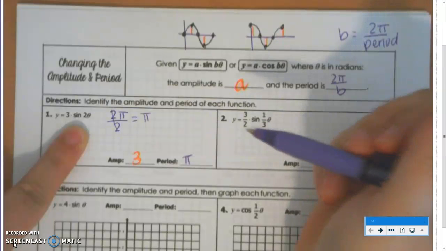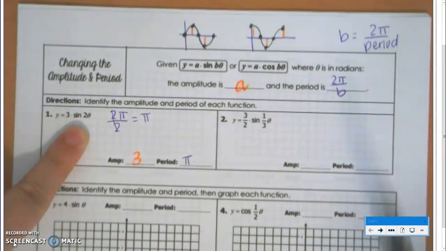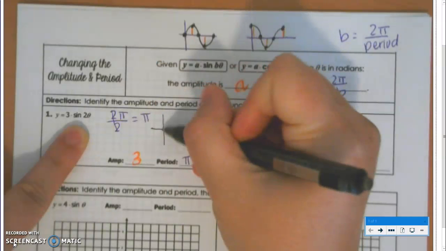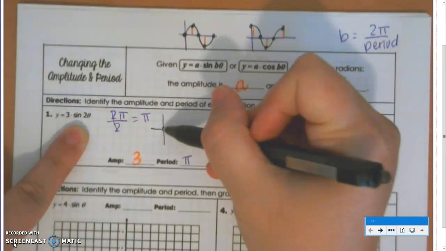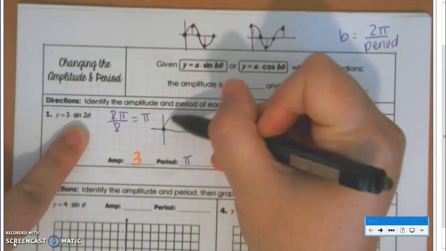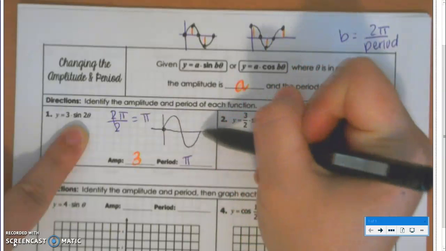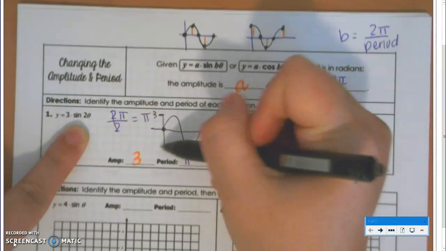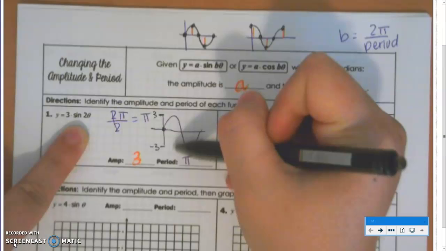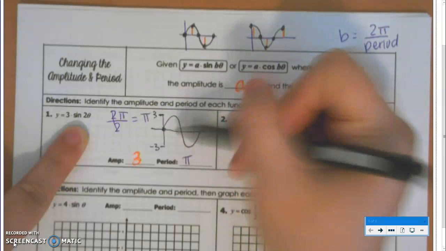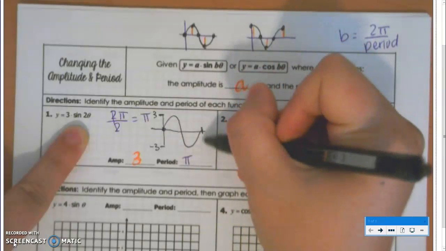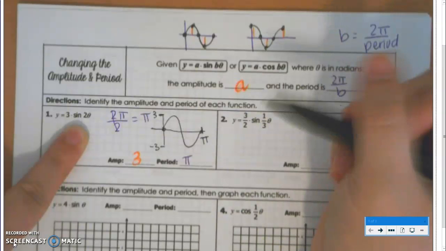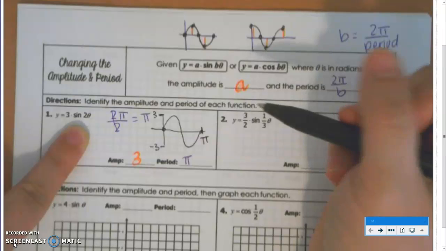So basically what this graph will look like, and I'm just going to sketch it really quickly here. It's a sine graph, so we'll start in the middle. It'll go up, down, back to the middle again. But this will be 3 and this will be -3 because that's my amplitude. And this will be pi instead of being 2 pi.